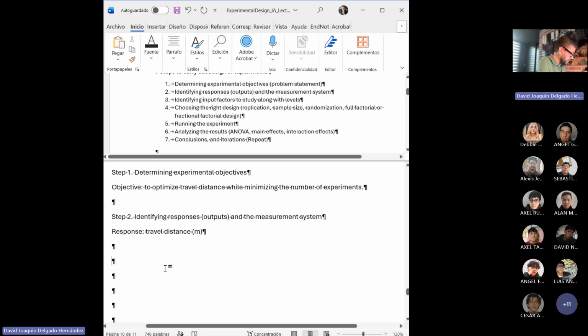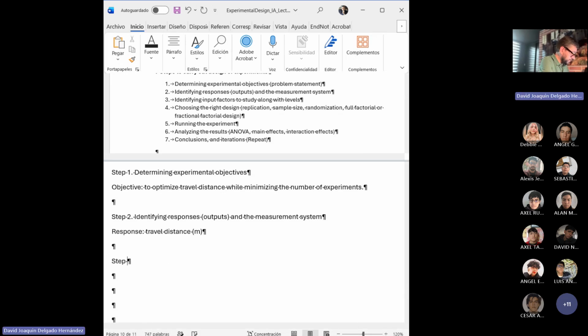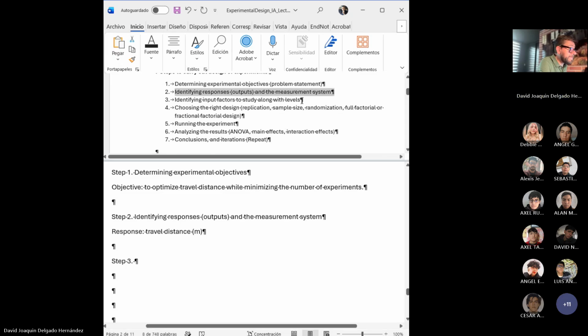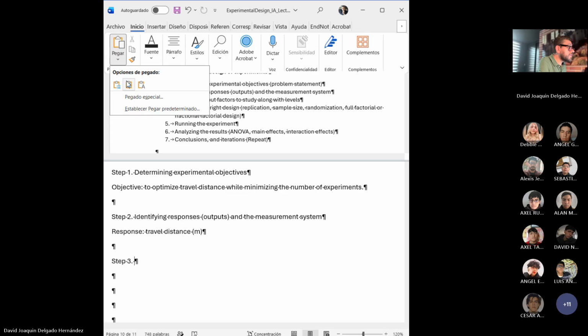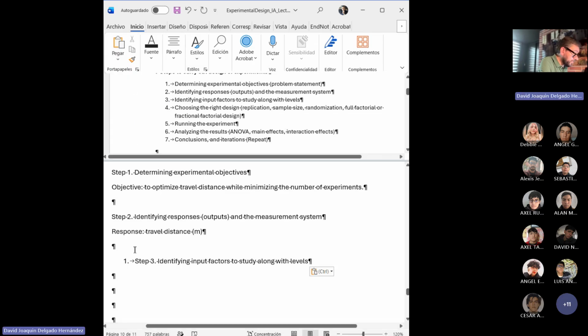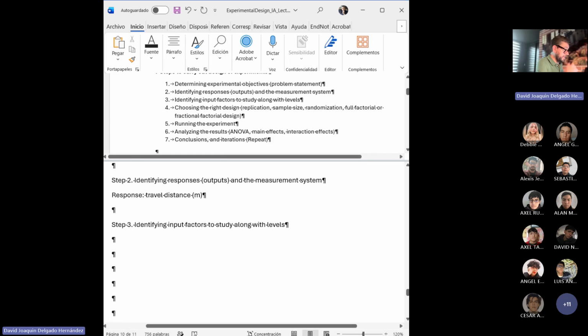Perfect. Step number 3, and I am going to copy this. Identifying, paste. Step number 3, identifying input factors to study along with levels. Perfect. So let me insert a table here.